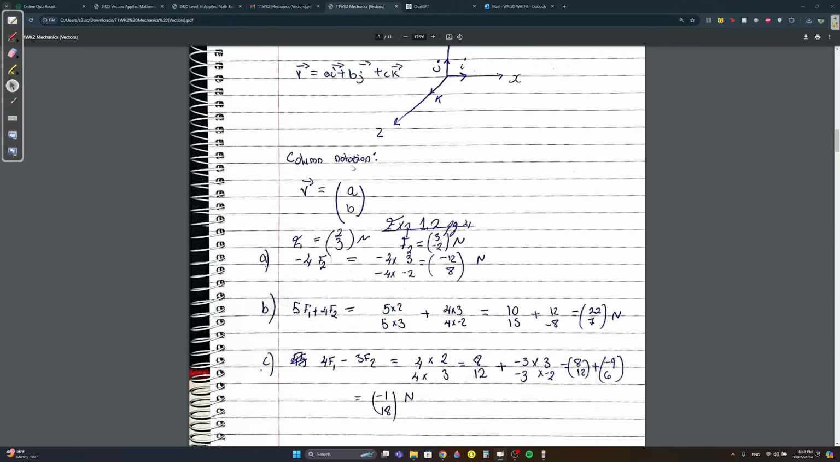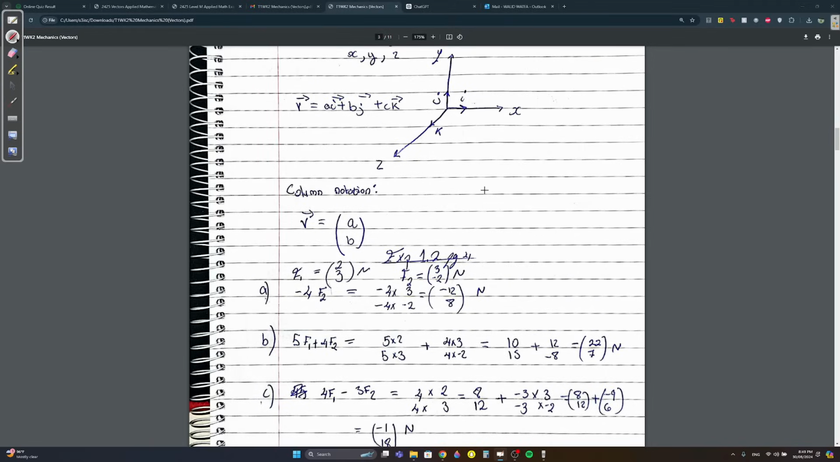Then you have the column notation. We said we can write it as minus 2i plus 4j. You can also write it in column notation. Let's say vector v. It will be the x up, the y down. It's the same thing. Vector v is this.